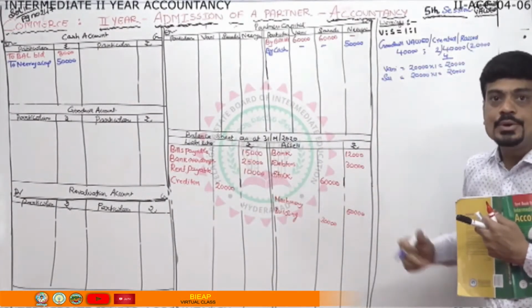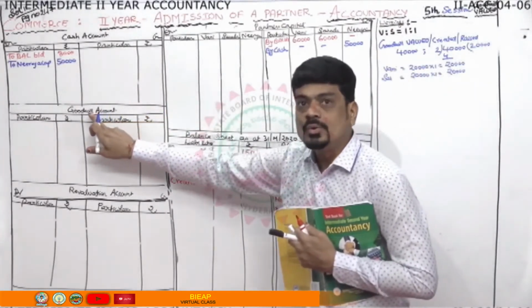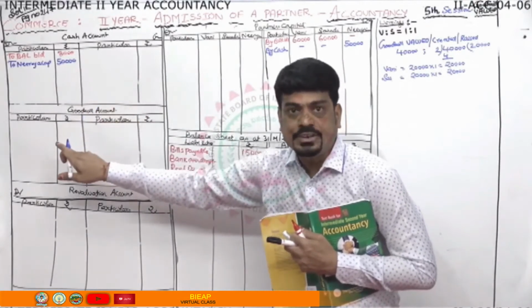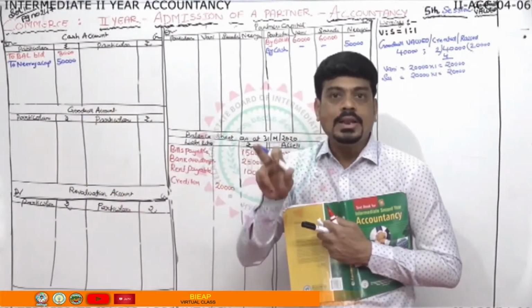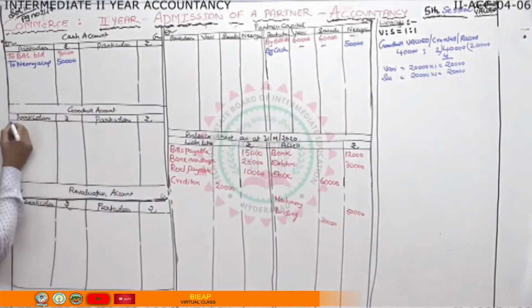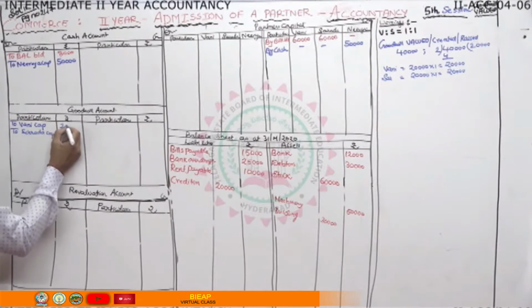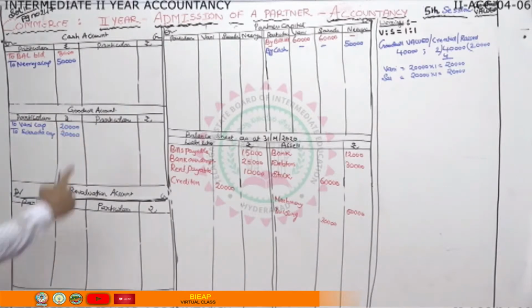When goodwill is valued, what is the journal entry I taught you? I said goodwill account debit to partners capital. Goodwill account debit to partners capital. So we'll go to goodwill account debit side, to Vani capital, to Sharda capital. Since they are equal partners, both are getting 20,000 each. So goodwill to Vani, to Sharda.